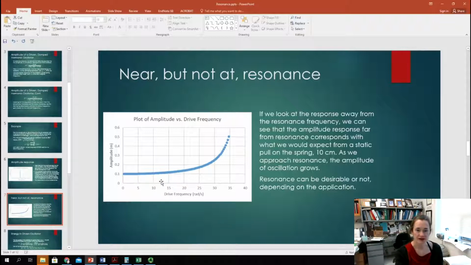If you look far off resonance, then the amplitude of oscillation is 0.1 meters. That's what we expected from a static pull. So if you drive the system, but you drive it very far off resonance, then your amplitude won't be larger than it would have been if you just tugged on it one time. It's only as you approach resonance that you start to see a larger amplitude response for that system.